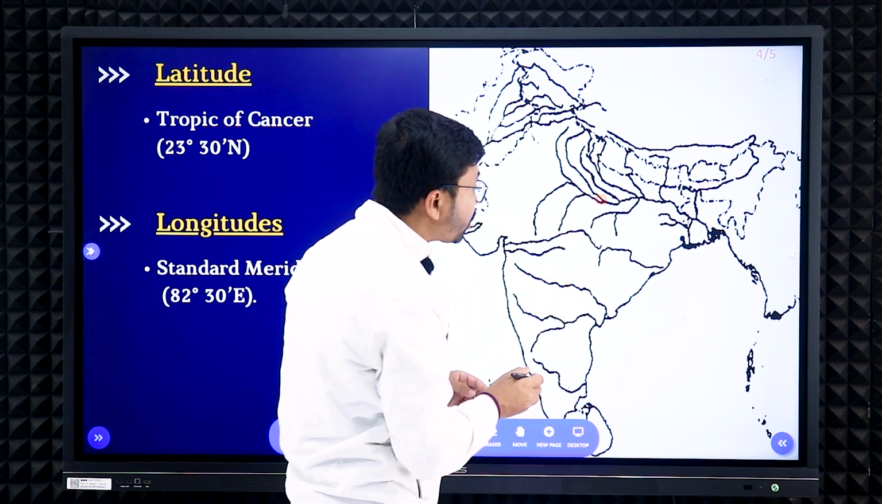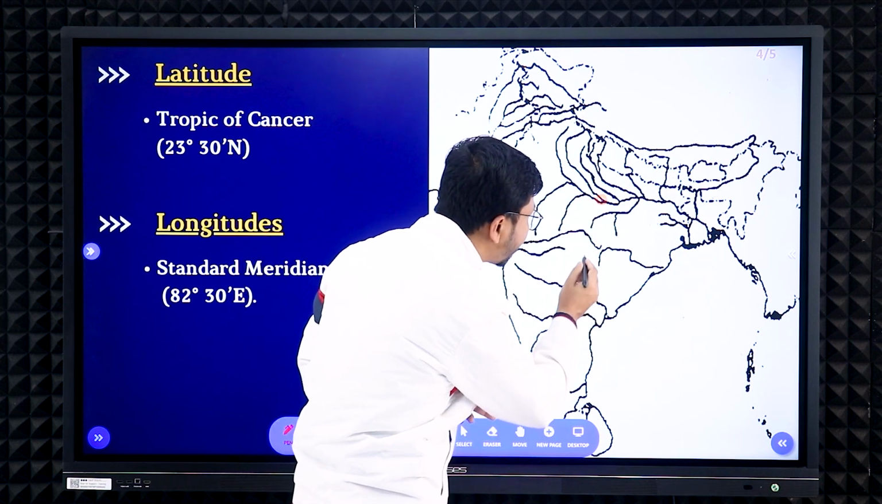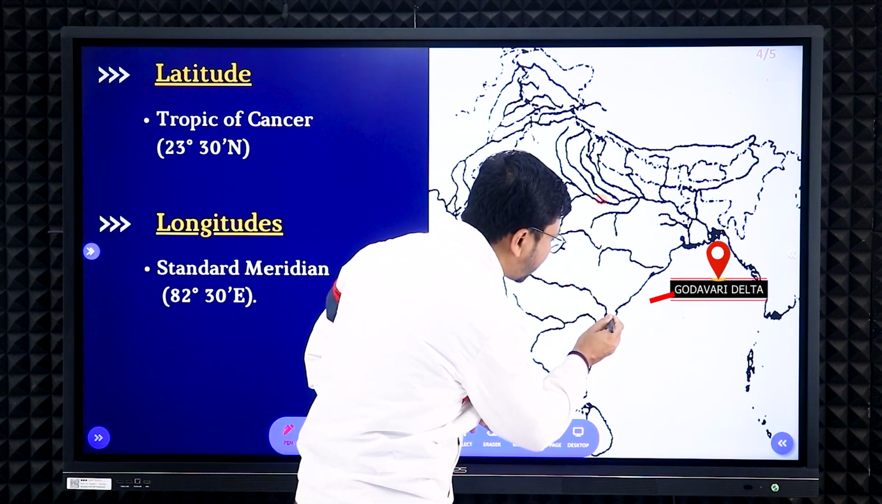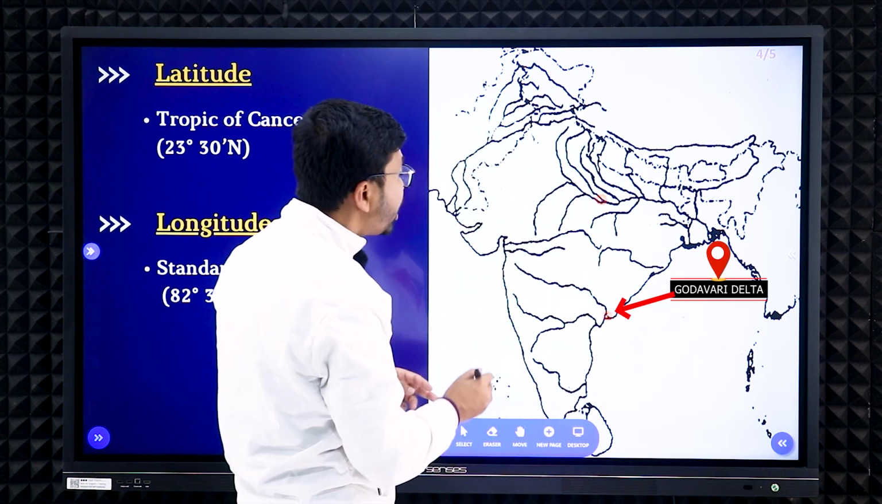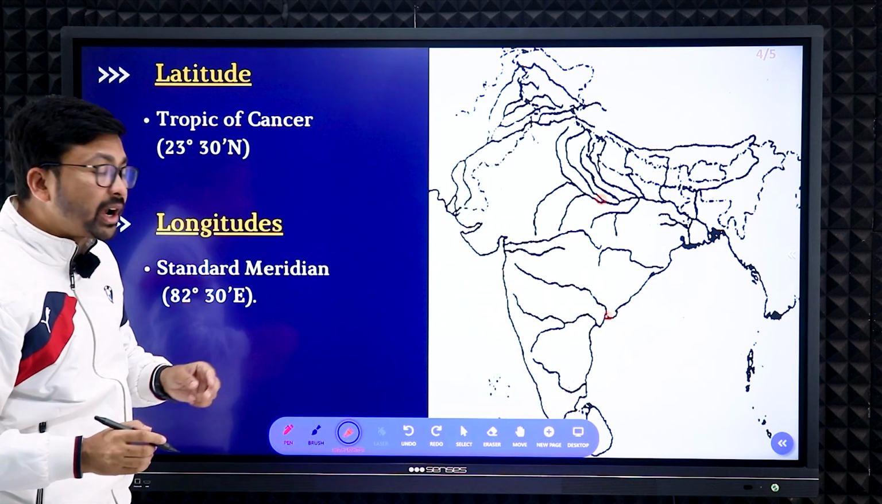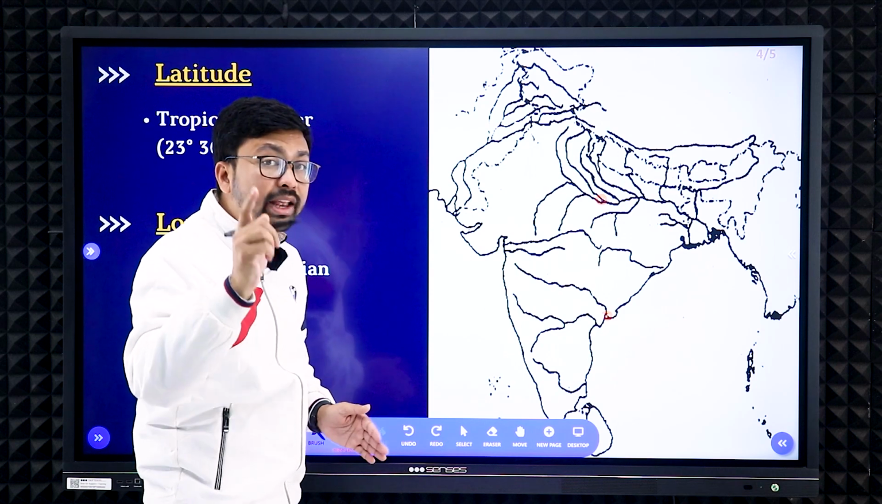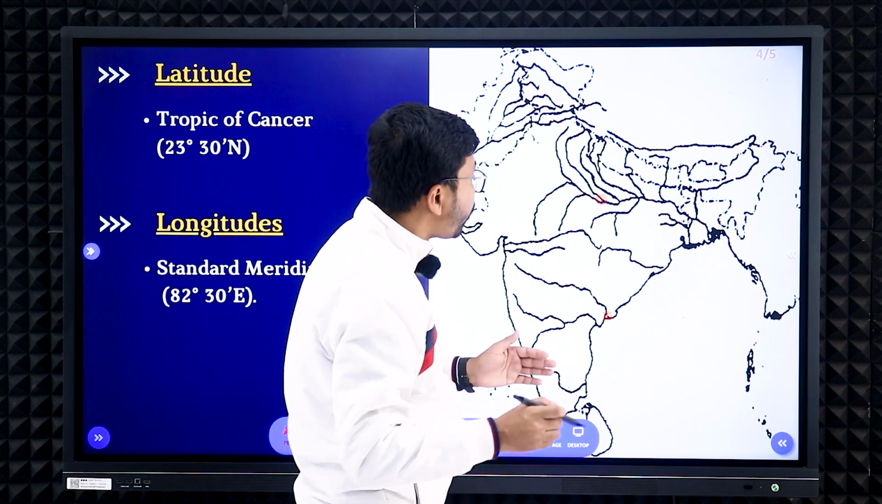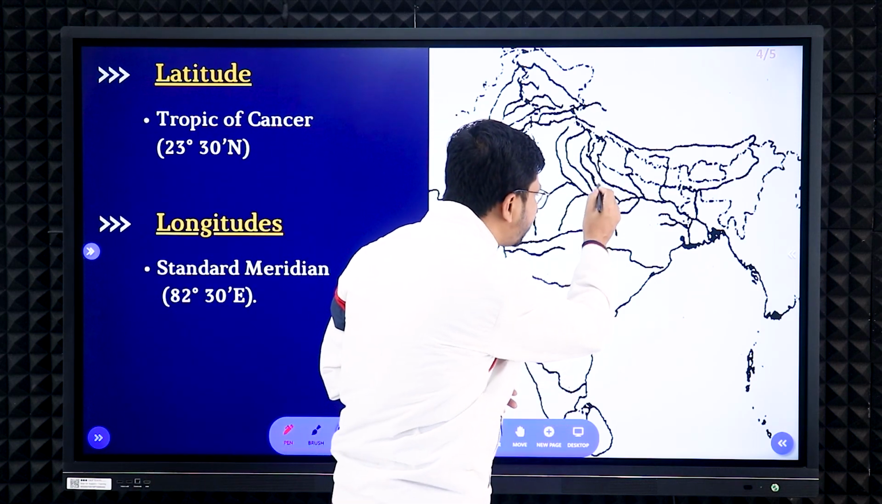One is this, another one is the Godavari river delta. So where is the Godavari river delta? Godavari river delta is here, right? What you have to do for the standard meridian, you need to just connect these two points. These are the very important clues. You have to connect these two points with a straight line.